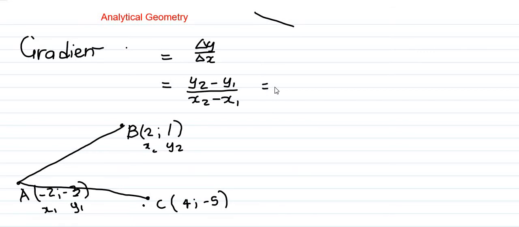So again, we substitute y2. Between A and C, this one is going to be our y2, and then this one is going to be our x2. So we substitute y2, which is minus 5 minus, and then we get a minus 3. And then we divide by 4, which is x2, minus minus 2.